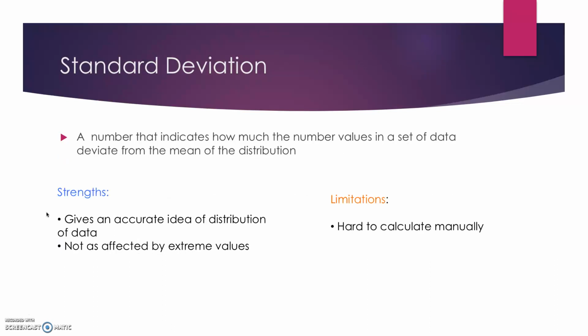Lastly, we have the standard deviation. This is the number that indicates how much the values in a set of data deviate from the mean or average of the distribution. Some strengths of standard deviation are that it gives an accurate idea of the distribution of data, as you can see the spread across the curve. Also, it isn't as affected by extreme values as range or mean. And the only real disadvantage is that it can be very hard to calculate manually.